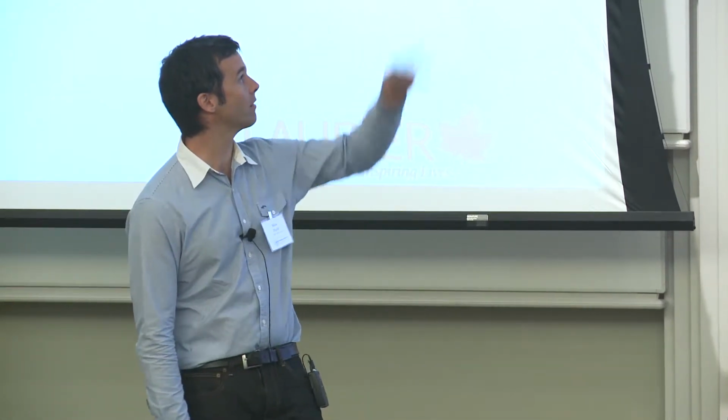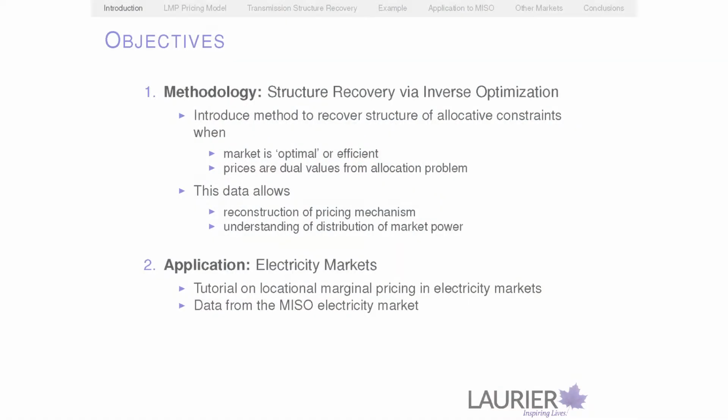Rather than parsing the title, I put together a slide to say what the objectives are. There are two things I'm hoping you'll get out of this talk. One, we're going to introduce a method to recover that structure. By structure, I mean system-wide transmission constraints, things restricting the flow of goods between areas, by taking a look at the prices.